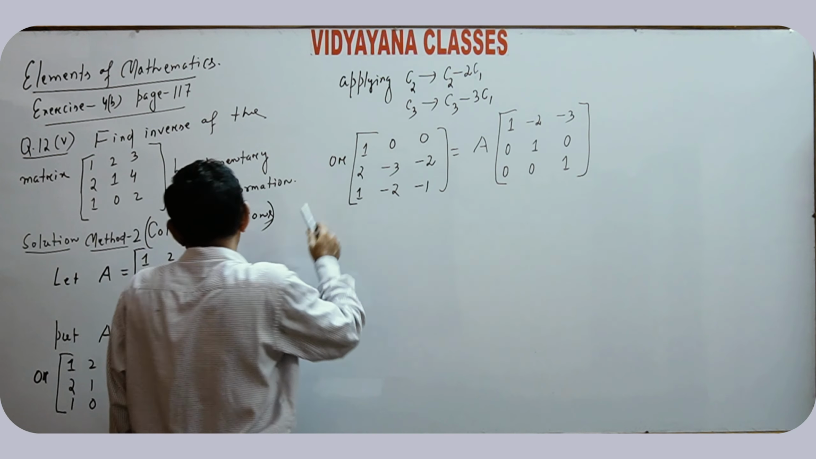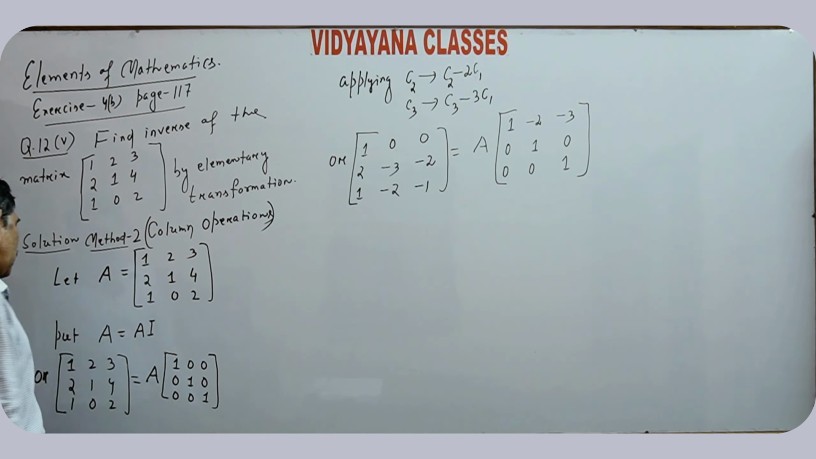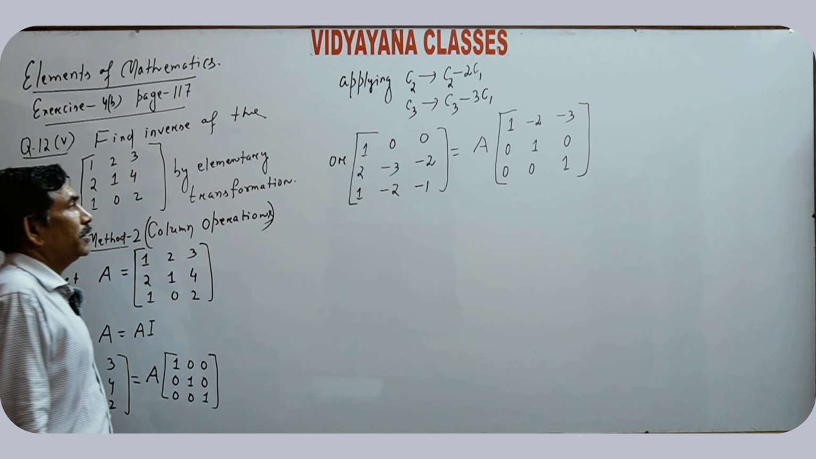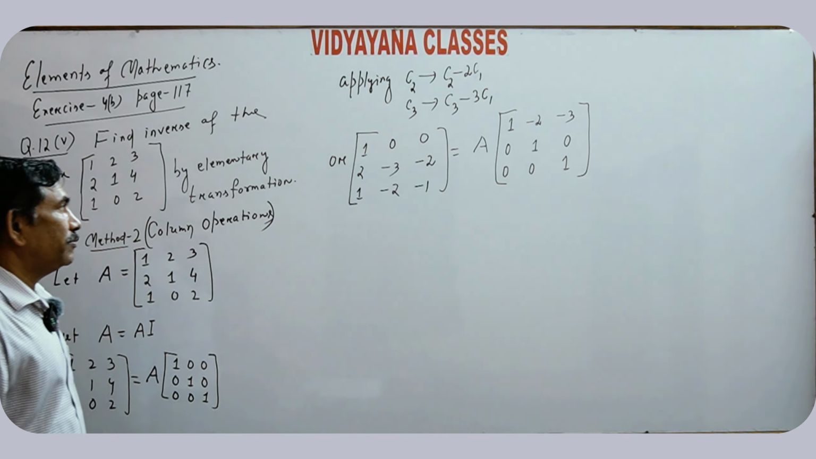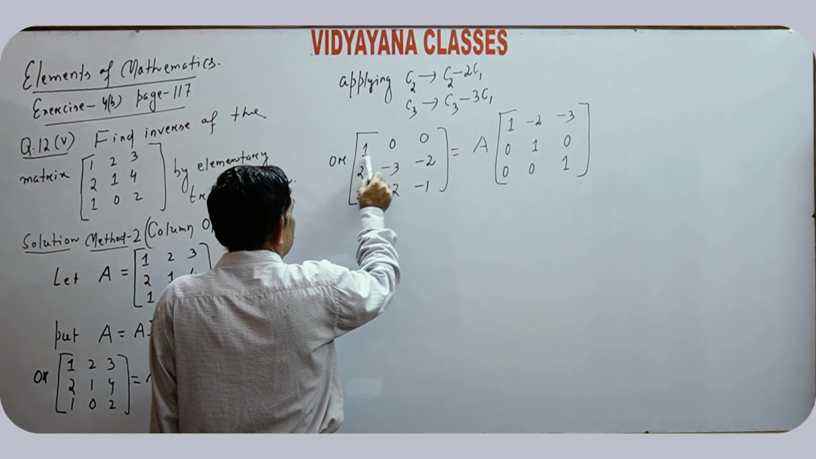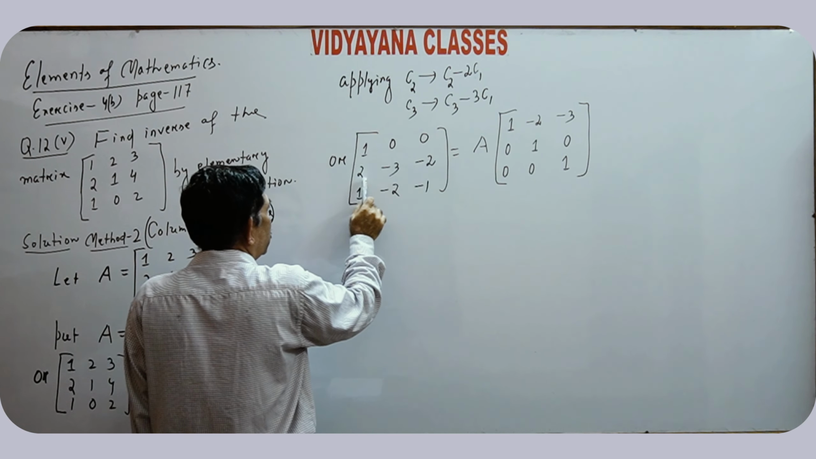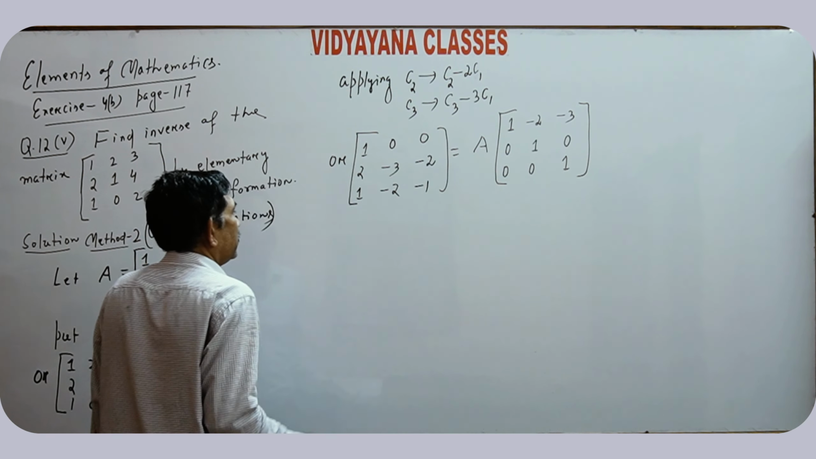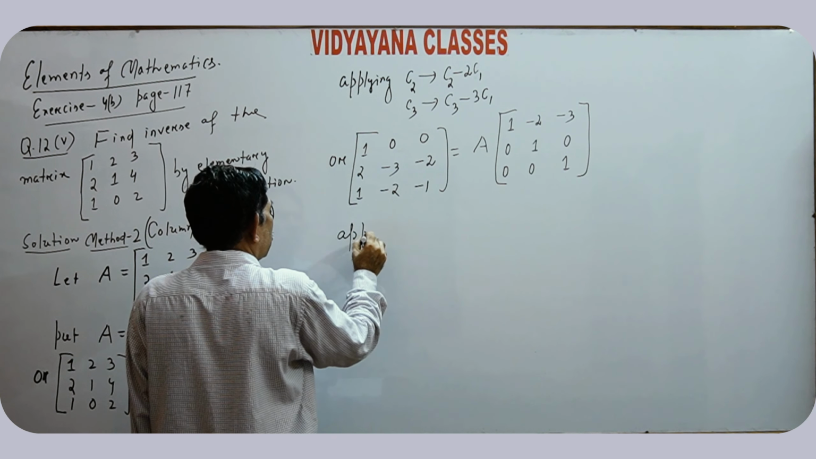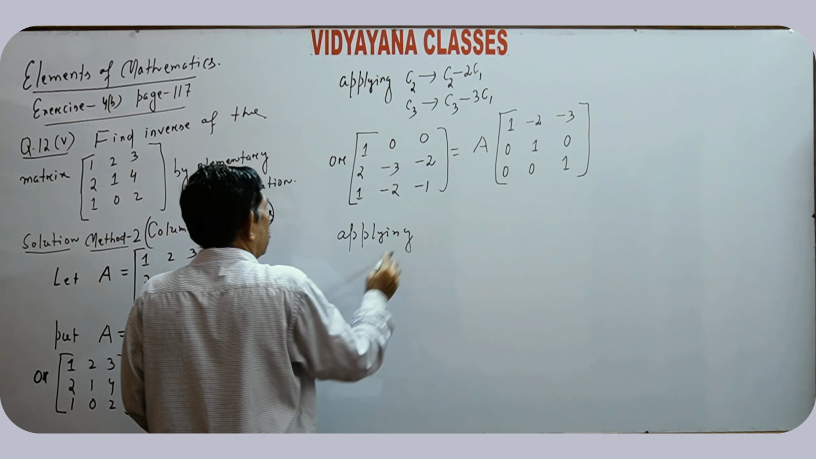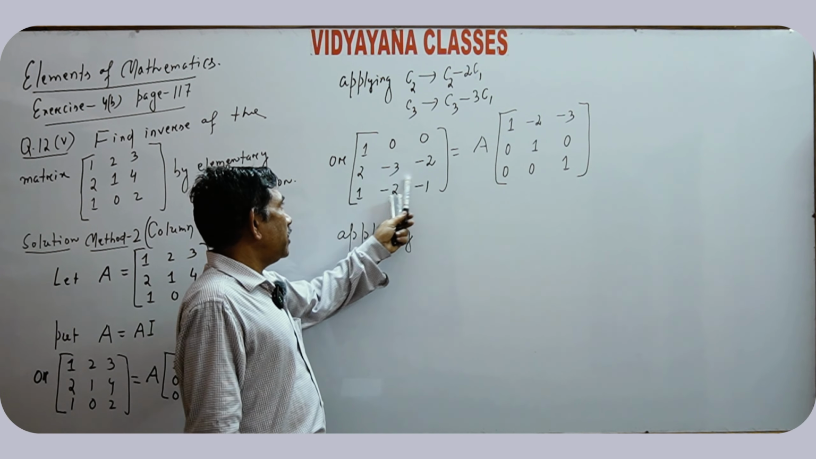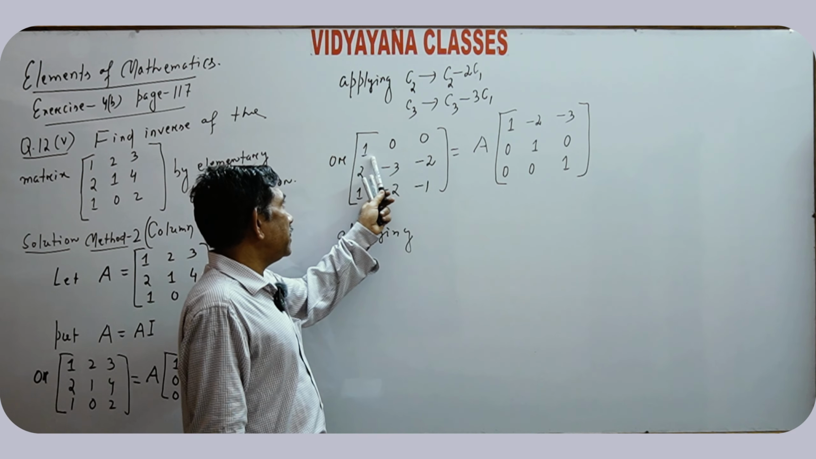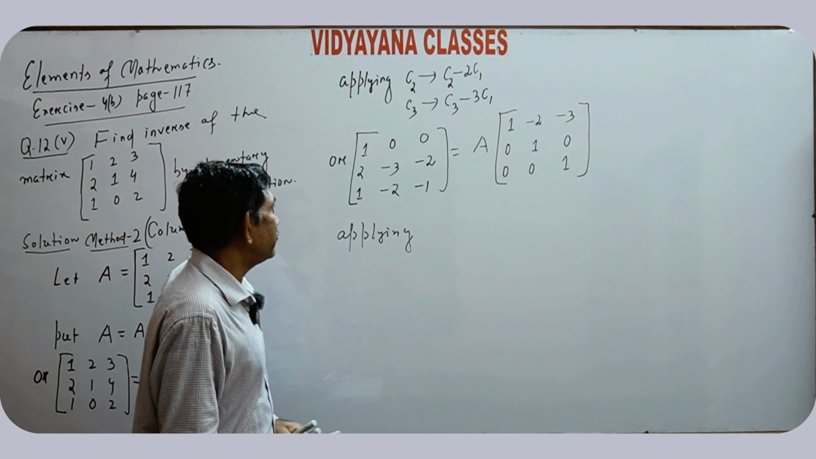Now the elements of row 1 are 1, 0, 0. Now we will change the elements of row 2 to 0, 1, 0, without changing the elements of row 1.